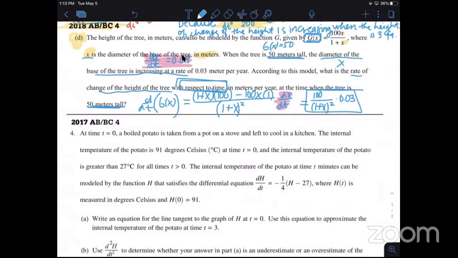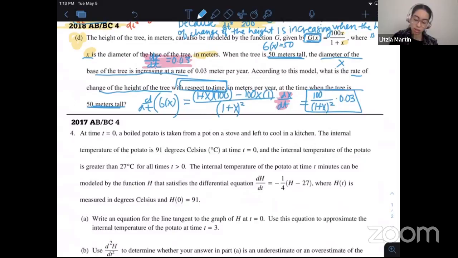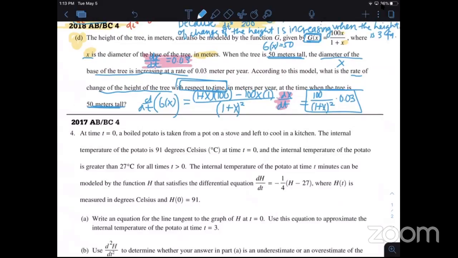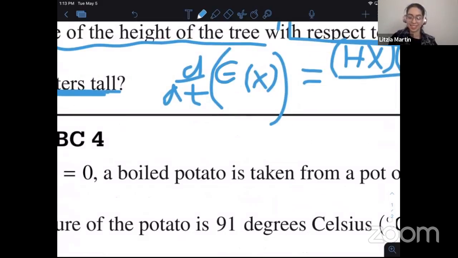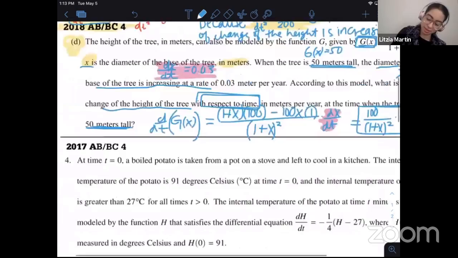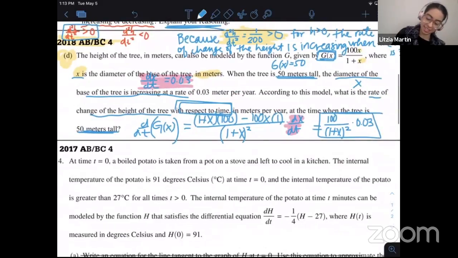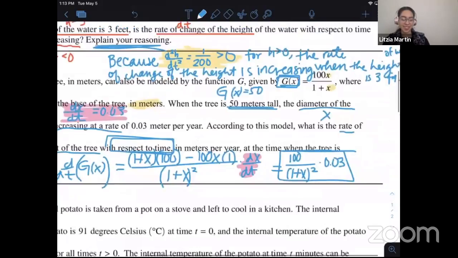Miss Marta, could you explain where the 6x comes from? 6x, 6x, 6. Oh, it's a G, right? Oh, sorry. That's a G. Yeah, I should make my G's look like actual G's. There we go. G of x is equal to 50.